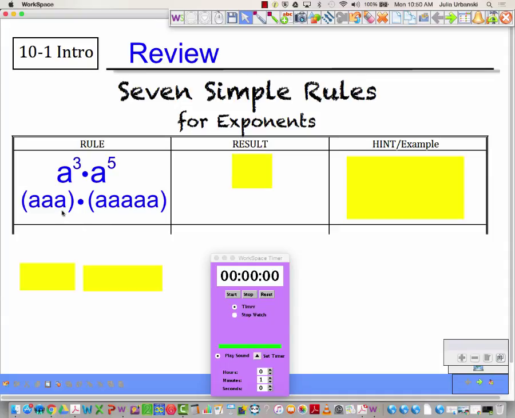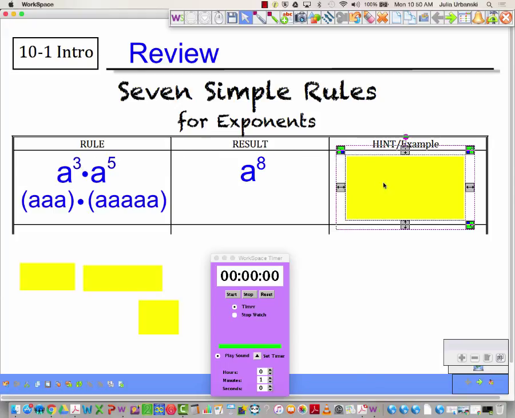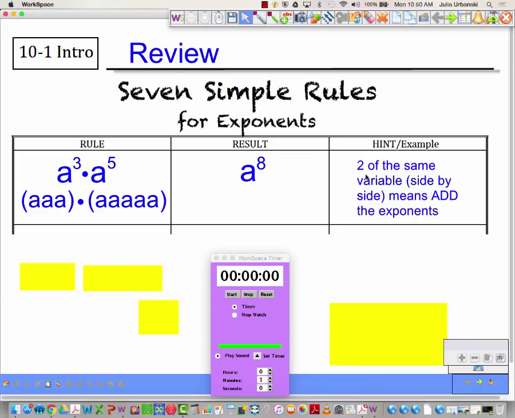Because see, you have 3 a's here and 5 a's here. When they're all multiplied together, how many a's are actually being multiplied together? 8 of them. You can count them up. So now what you guys are used to doing, when you see these two exponents, what's the rule to do now? Add them together. Good. When you have two of the same variables being multiplied side by side, that's when you add the exponents.